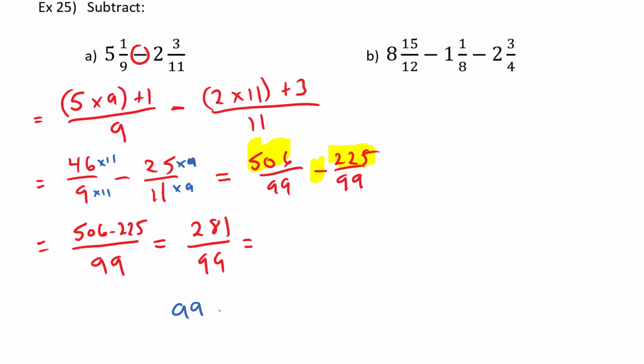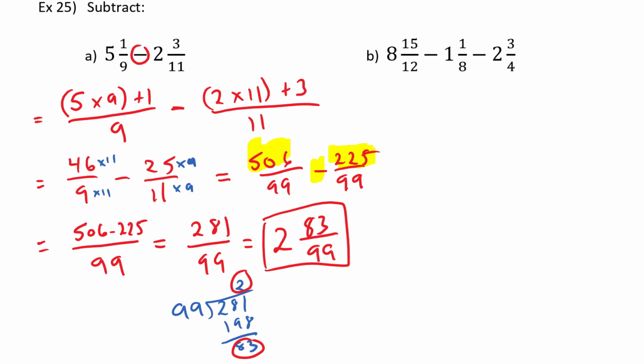So we'll divide 99 into 281. Here we have 2 times 198 with a remainder of 83. So here we get whole number is 2, denominator remains as 99, and remainder is 83. Ask yourself, can we simplify that down anymore? We cannot. This is now the final answer.